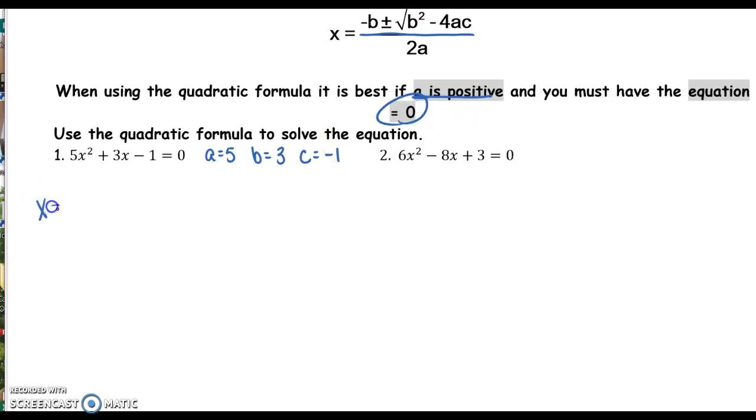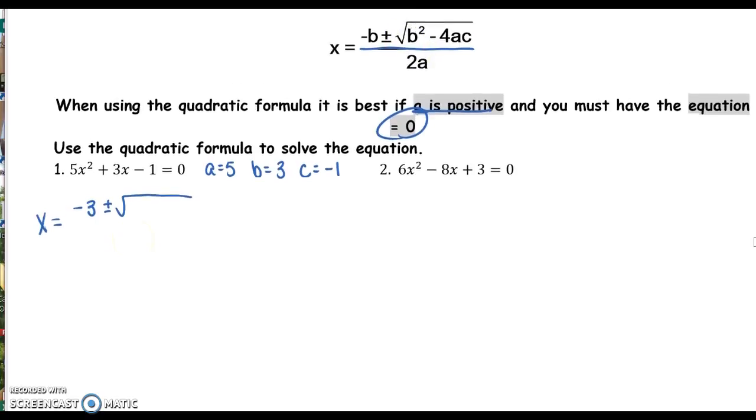So x equals the opposite of b, so negative 3, plus or minus the square root. And notice I do a kind of a long square root. Then it says b squared minus 4ac. So b squared, that'd be 3 squared minus 4 times our a value, 5, times our c value of negative 1. All over, make sure that division bar extends across the whole thing, 2 times our a value.